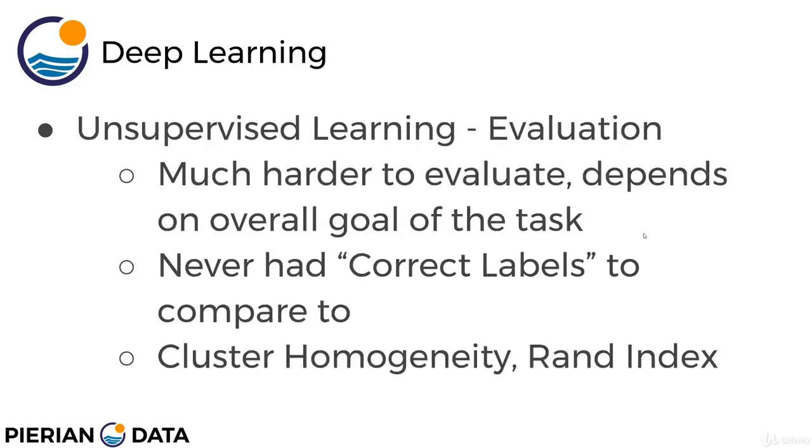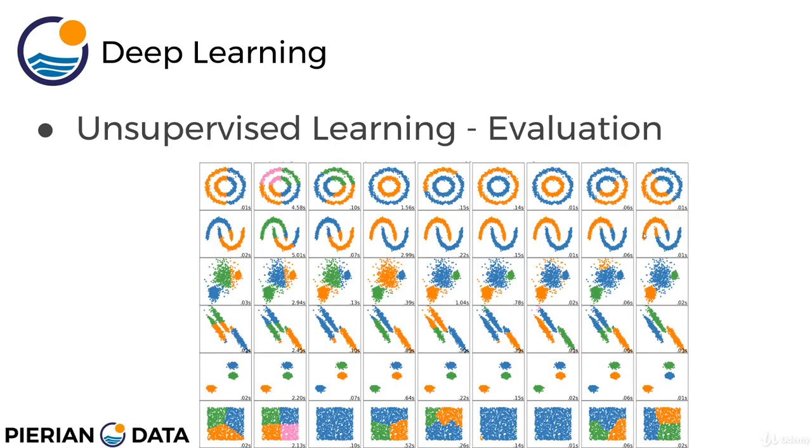For unsupervised learning, evaluating the model becomes much harder, and it really depends on the overall goal of the task. Again, remember for unsupervised learning, you never really had the correct labels to compare to. However, you can use things like cluster homogeneity or something called the RAND index to evaluate your unsupervised learning model, and we'll discuss those later on in the autoencoders section of the course.